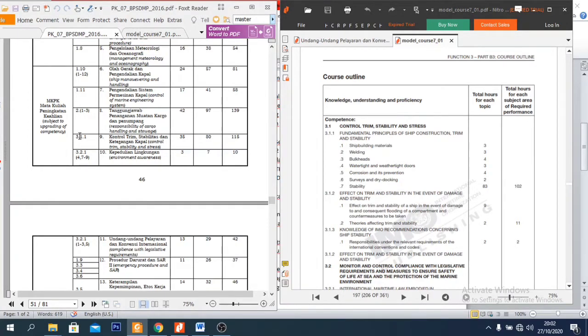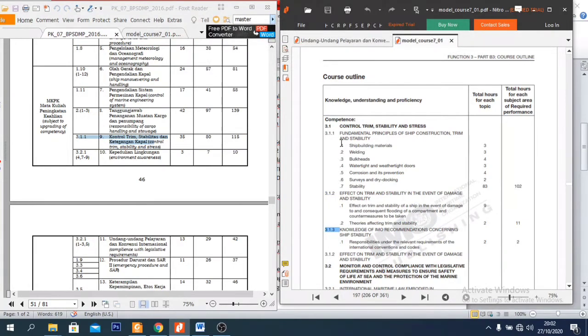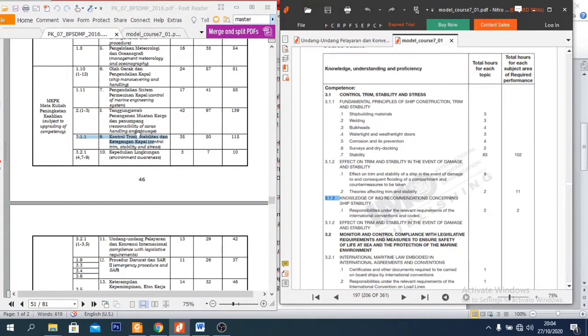Kenapa? Di PK 07 BPSDM 2016 hanya memasukkan satu subtopik saja, yaitu 3.1.1, padahal di dalam IMO Model Course 701 topik Control, Trim, Stability, and Stress memiliki 3 subtopik. Subtopik atau kode materi 3.1.1 adalah sesuai yang disebutkan oleh kurikulum PK 07 BPSDM 2016, namun dua lainnya, yaitu subtopik nomor 3.1.2 dan 3.1.3, tidak dimasukkan.